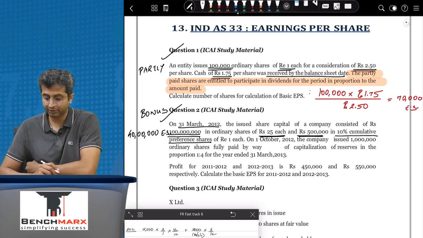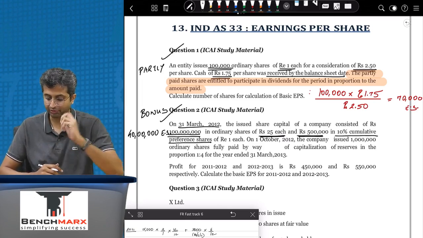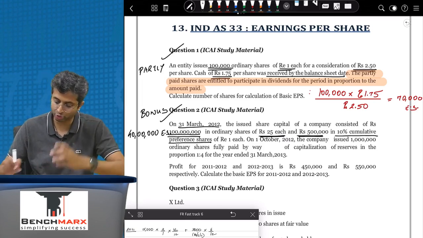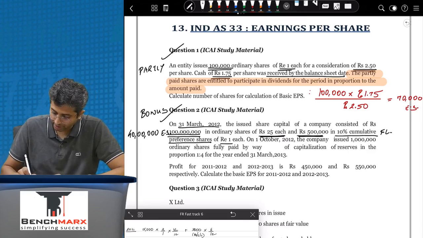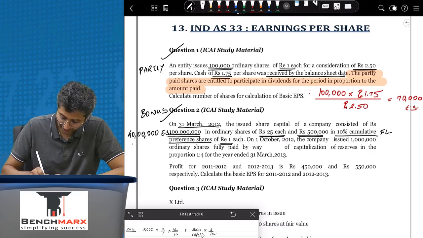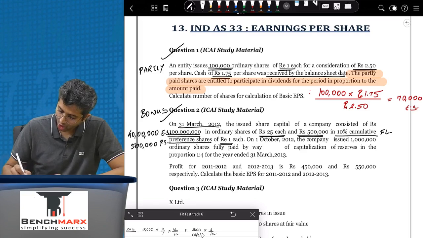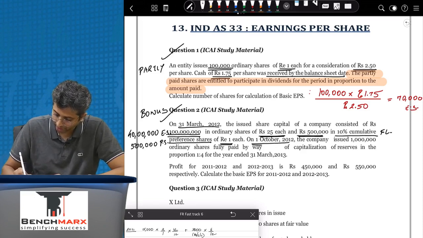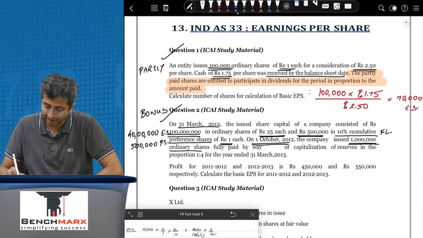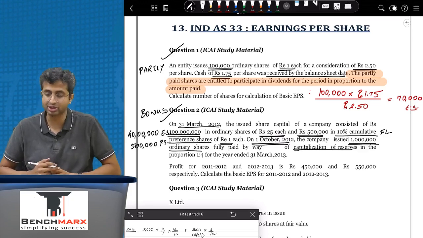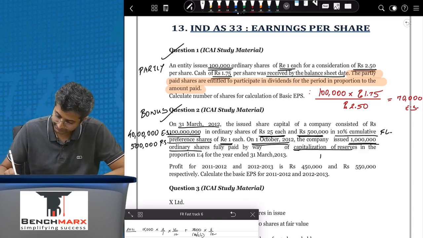Cumulative preference shares, unless given otherwise, are redeemable, and since the dividend is cumulative, these preference shares are in the nature of financial liability. Of rupees 1 each, which means there are 5 lakh preference shares. On 1st of October 2012, the company issued 1 million or 10 lakh ordinary shares fully paid up by way of capitalization of reserves. Capitalization of reserves is also called bonus.